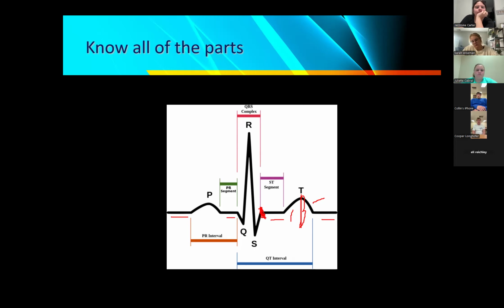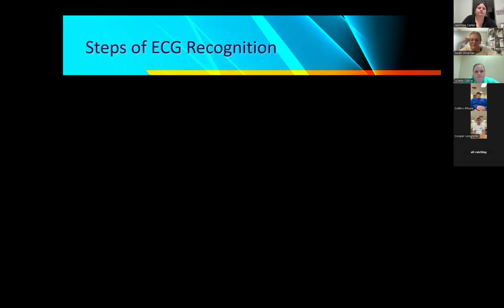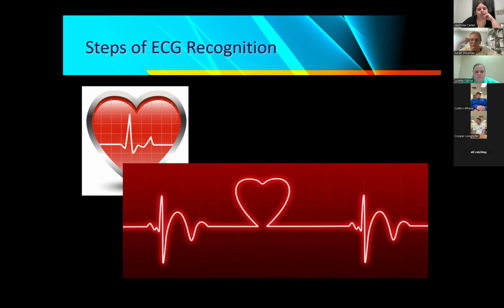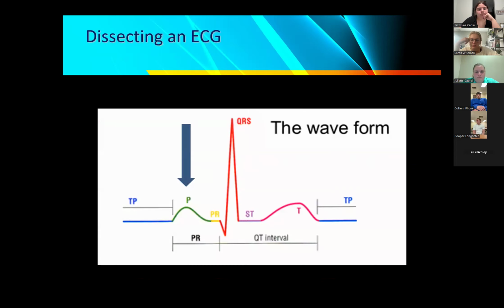Okay, R on T phenomenon. Remember that. Basically what happens is it puts our patient into ventricular fibrillation, which is a form of cardiac arrest. We will talk about that much more a little bit later on in the semester. So again, as we go in here, remember those parts of the EKG, remember what they do, and then again, let's take a look at the steps.